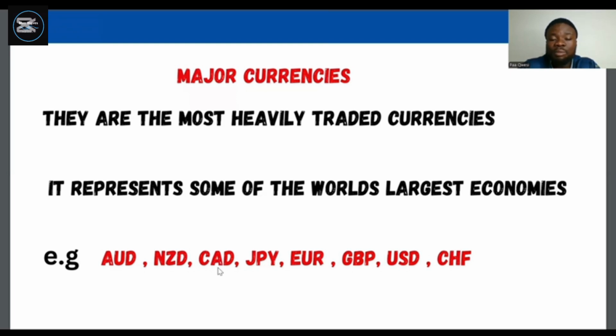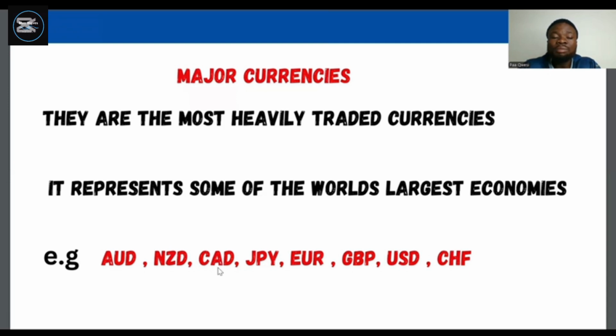Okay, so if someone wants to buy oil in Saudi Arabia, mostly they exchange it with either the United States dollar or any of these majors. You get it, because they are most heavily traded. Most of the commodities are being exchanged with these currencies. So please take note. That's why they are the major currency pairs, because they are the most heavily traded currencies in the world. They represent some of the world's largest economies.